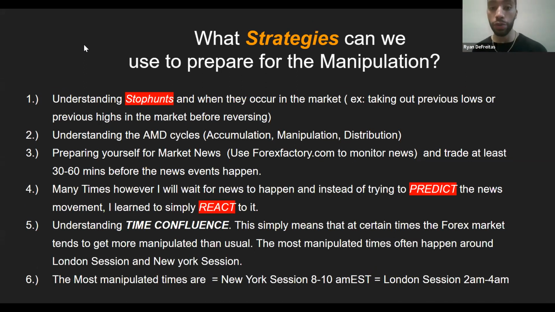Preparing yourself for market news. I use forexfactory.com to monitor the news, and I trade at least 30, 60 minutes before the news events. Many times, however, I will wait for news to happen, and instead of trying to predict the news, I learned to simply react to it. And this is something I preach to my students a lot, and a lot of them picked up on it from me.